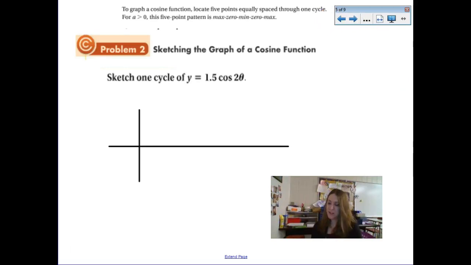All right, let's start sketching some stuff. So the only difference from the last lesson is the shape. So just remember for cosine, the shape looks like a horseshoe. So it goes like this when we're plotting our quarter points. So we still start, oh man, that was ugly.